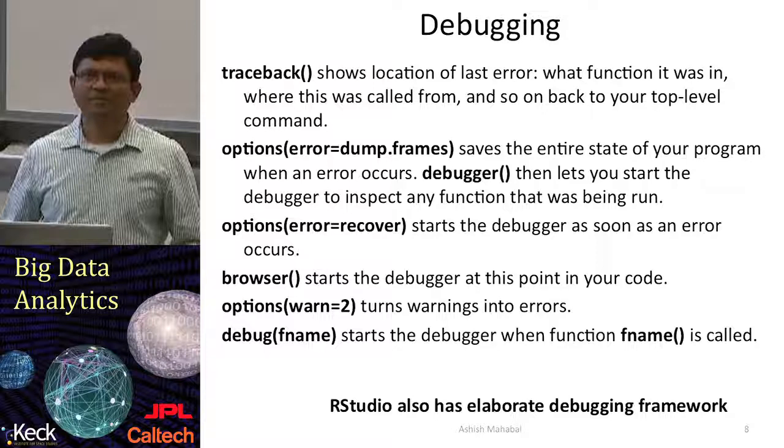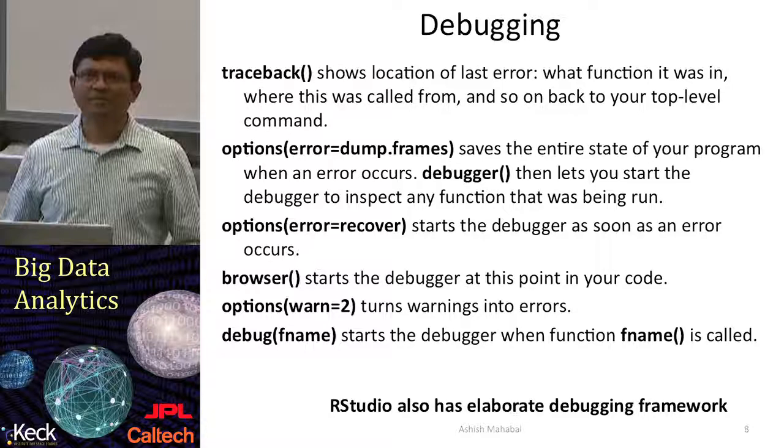So traceback, if you run traceback, is going to tell you not only where the error occurred, but also which subroutine was running when that was called, and go on all the way back, giving you a complete trace. Similarly, you can dump entire frames when an error is encountered by using the options(error = dump.frames) command. And then the debugger can be called at that low level to inspect the entire frame, and do what you would like to do with it.